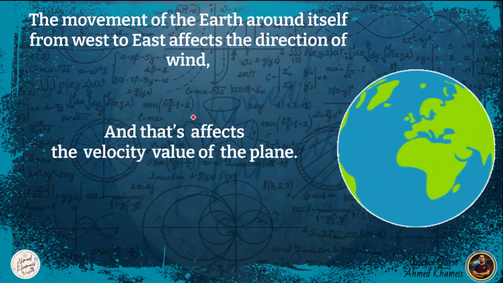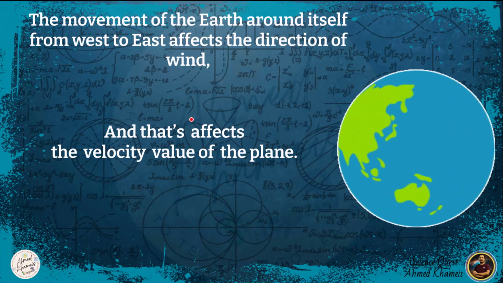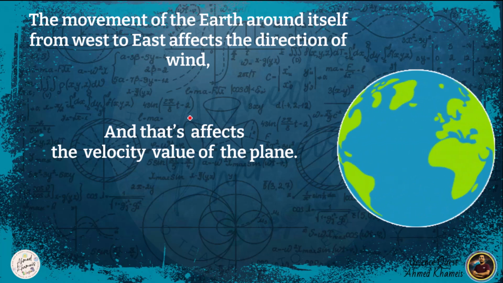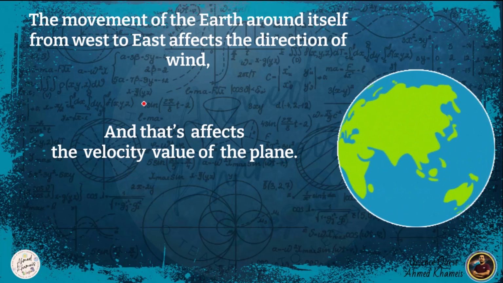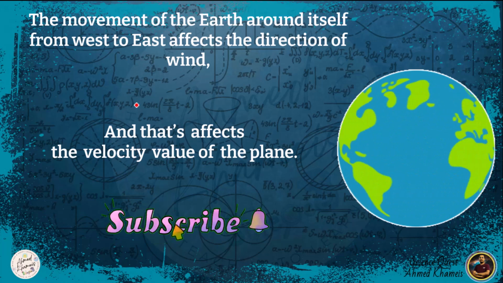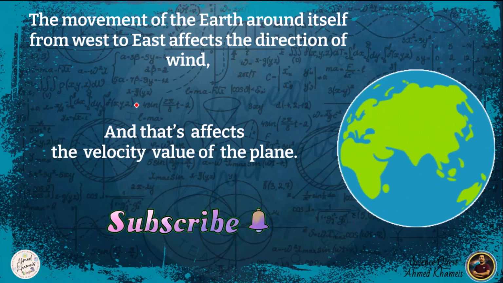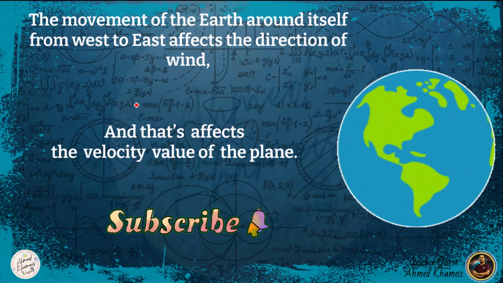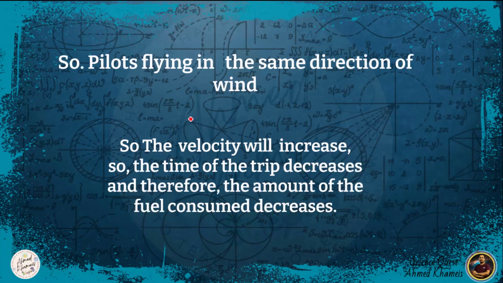And because the earth rotates around itself, that affects the wind direction due to a force called Coriolis force, and that affects the velocity of the plane. So if the plane moves with the wind direction, it will increase velocity, and if the plane moves in the opposite direction to the wind, that will decrease its velocity. So the pilot flies in the same direction as the wind, so they increase velocity and reduce the time of the trip, so they decrease the amount of fuel consumed during the journey.